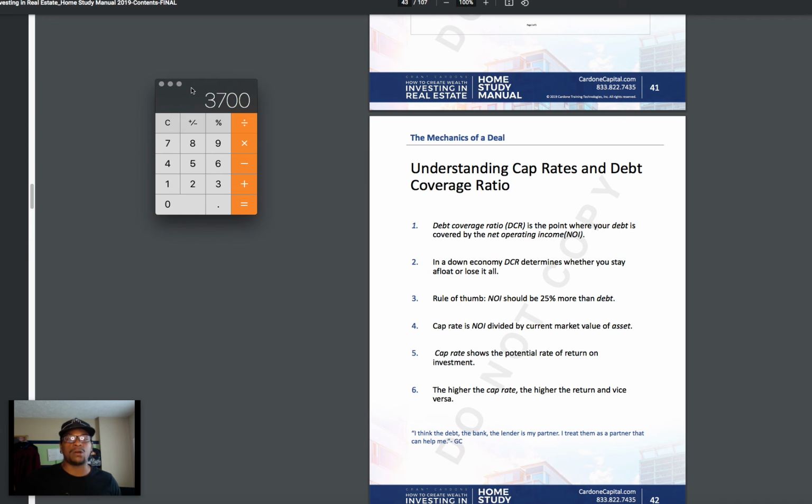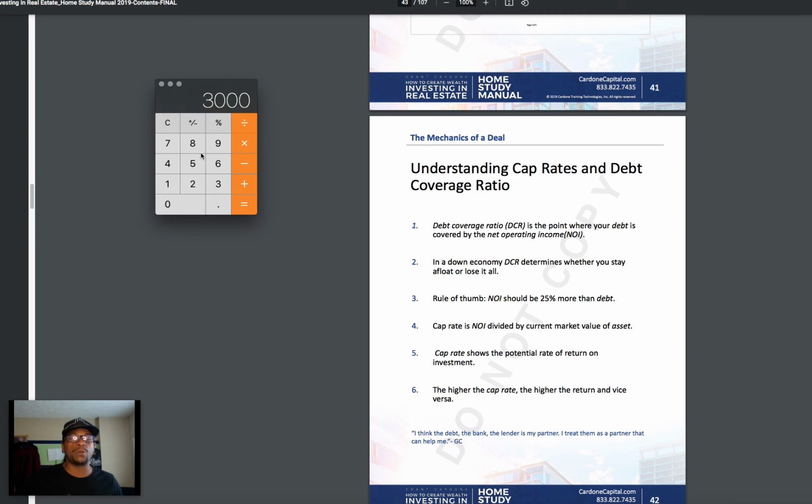They said it should be above 25% more than the debt. We are definitely 25% more than the debt, because the debt is 2,300, and 2,300 times 25% is 575. So 2,300 plus 575 is 2,875. So let's just say $3,000.